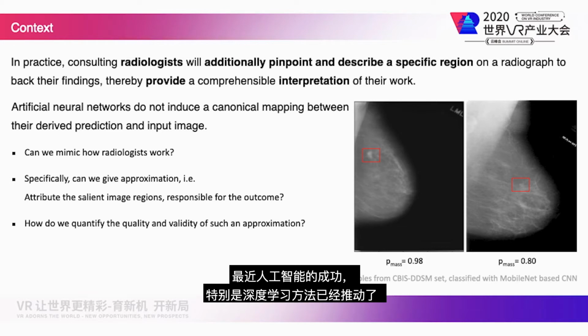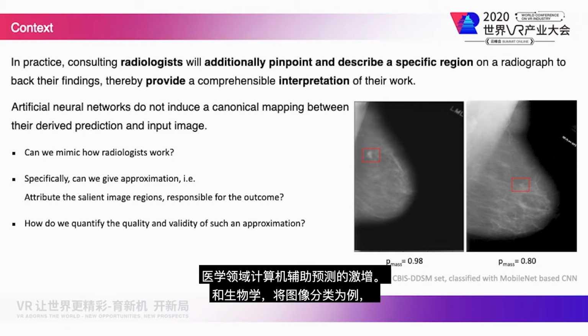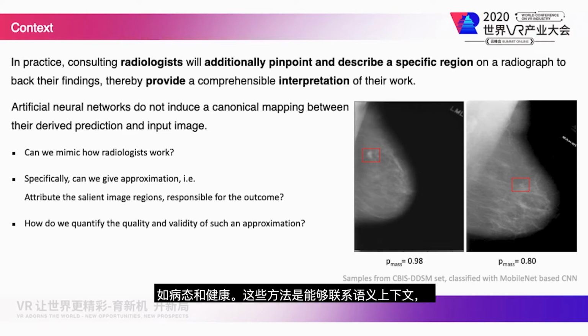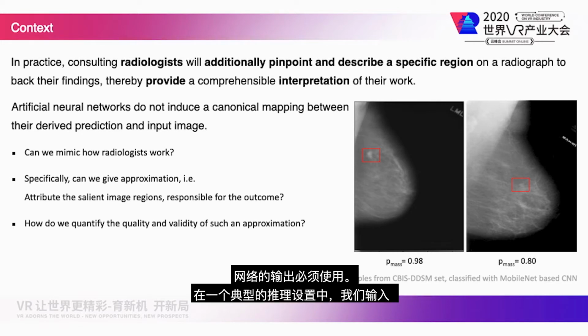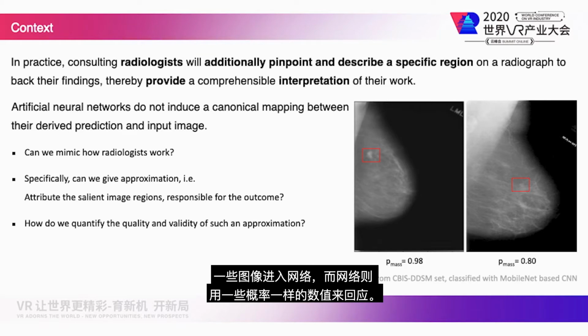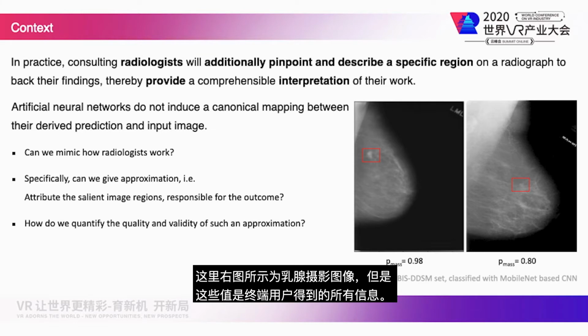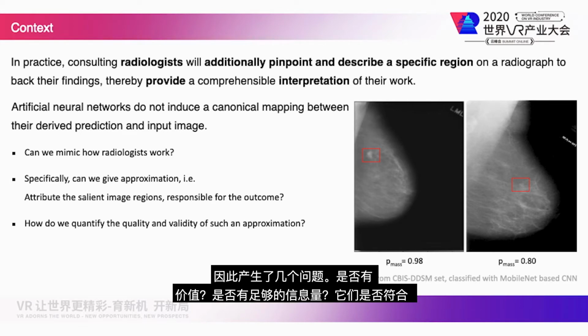The recent success of artificial intelligence, especially deep learning methods, has driven a surge in computer-assisted prediction for medicine and biology. By categorizing images into classes like pathological and healthy, these methods are capable of relating semantic context. However, the network's output must be handled with care. In a typical inference setup, we input some images into a network, which in return responds with some probability-like values, here on the right shown for mammography images. But these values are all the information the end user gets, and therefore several questions arise.